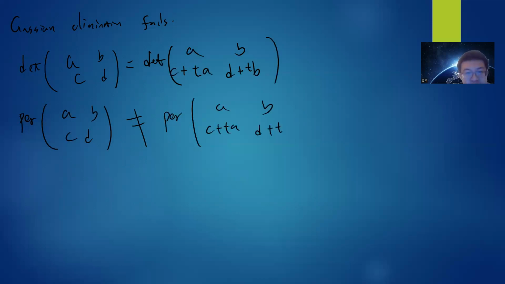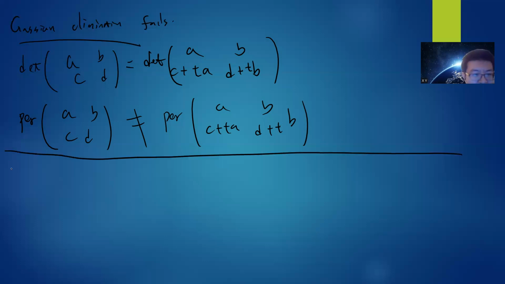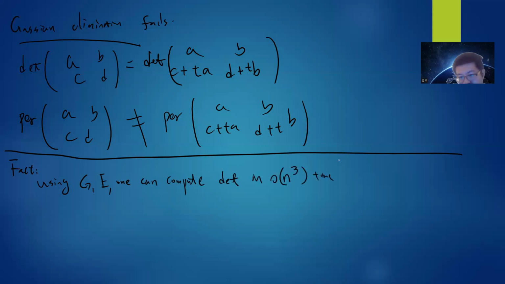Okay, so from this we know that Gaussian elimination fails, right? But in order to compute determinants, we need Gaussian elimination. So the fact is that using Gaussian elimination, one can compute determinants in O(n cubed) time, because using Gaussian elimination your matrix will finally be upper triangular. And the determinant of these upper triangular matrices will be the product of the diagonal.